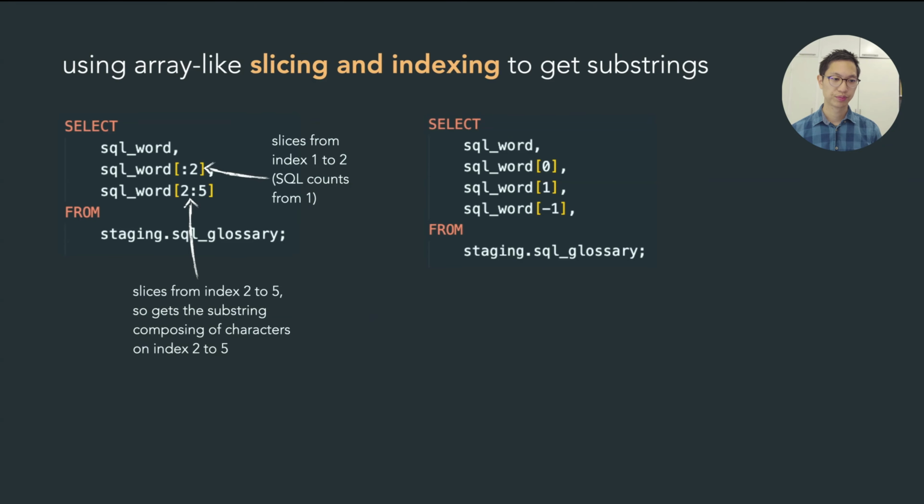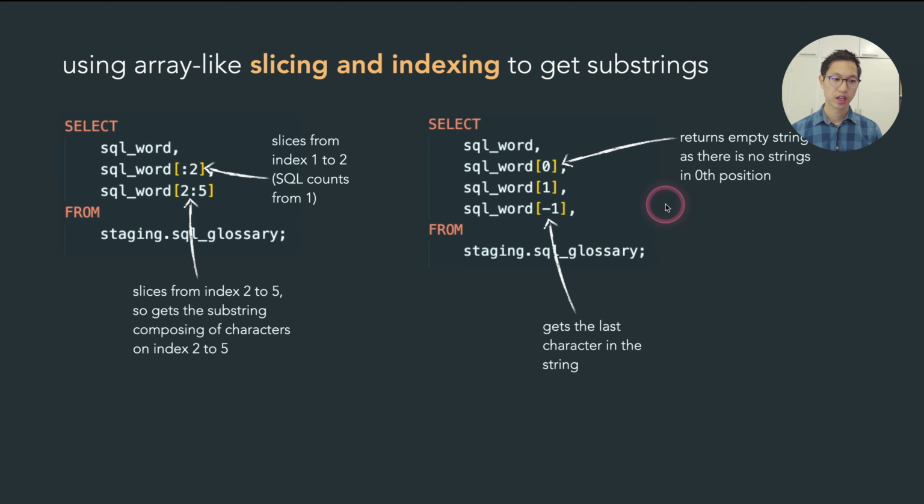And here you can use indexing using the bracket operator. It returns an empty string if you take 0, as there is no character in the 0th position. And here it gets the last character in the string. Similar to Python, this is quite nice.